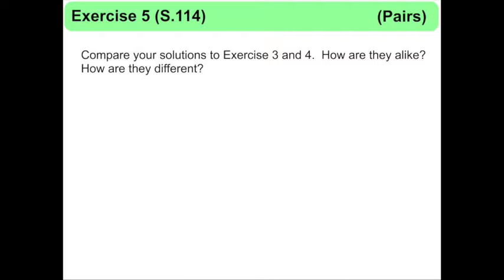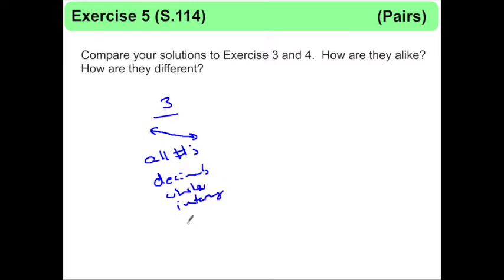Finally, exercise 5, that's what we did. Compare your solutions to exercises 3 and 4. How are they alike and how are they different? And so in exercise 3, we stated that it would be a line that would represent all numbers, that would include decimals, wholes, integers, and so forth. Basically all the real numbers.